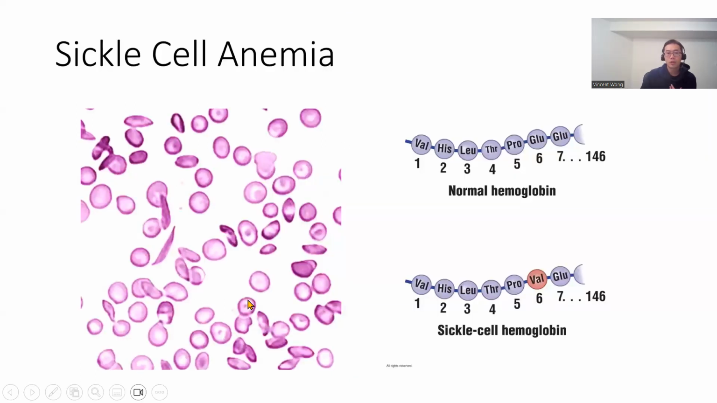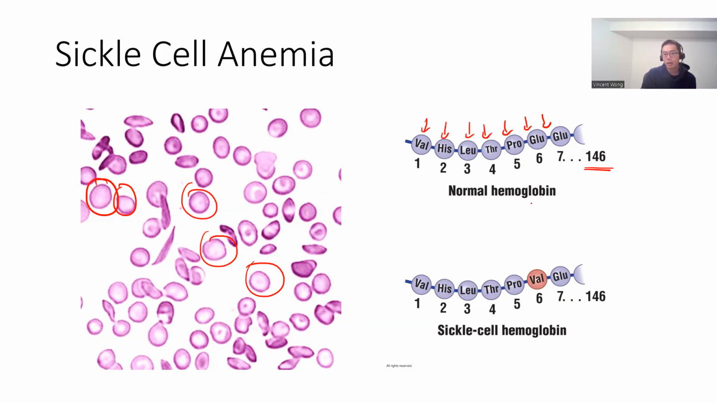Now, earlier I showed you a picture of hemoglobin, right? Hemoglobin is found in red cells. This is what a normal red cell looks like. These are normal red cells. They are circular in shape, and they contain normal hemoglobin. So the hemoglobin protein has 146 amino acids. Okay, so the primary sequence is like valine, histidine, and so on and so forth, right?